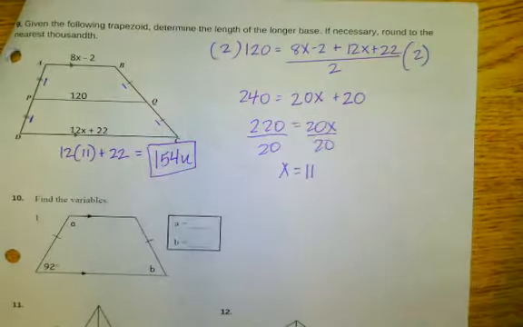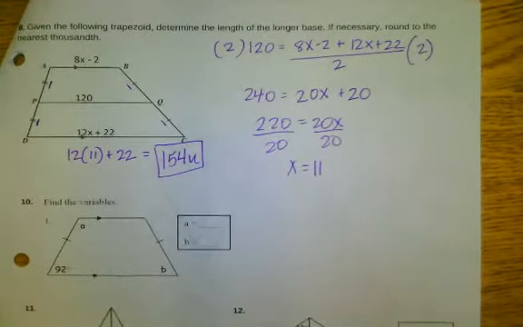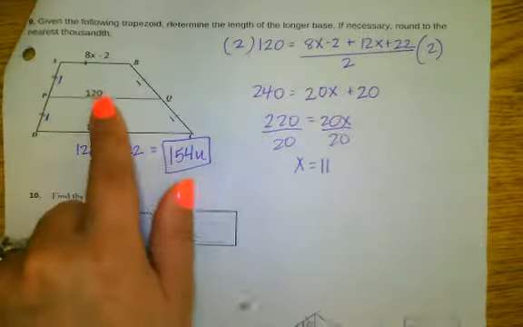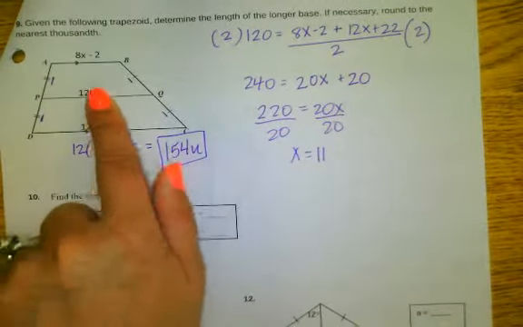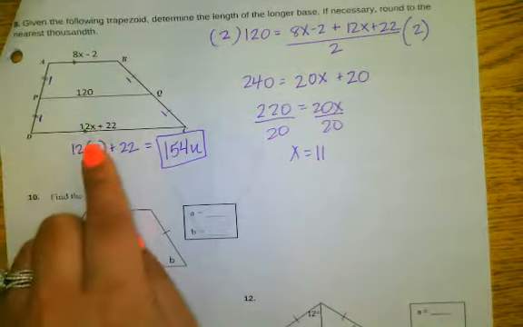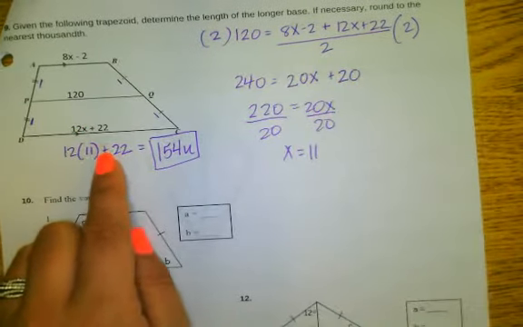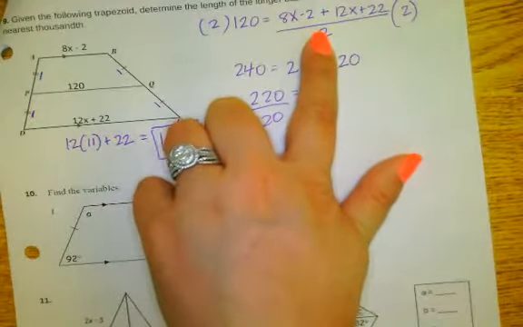Okay, you know that your mid-segment is half, essentially, of your two bases. So if you wanted to just multiply this by 2 and set it equal to 8x minus 2 plus 12x plus 22, you're essentially doing the same thing, but you're just saving that first step. Okay, so you can do it either way.